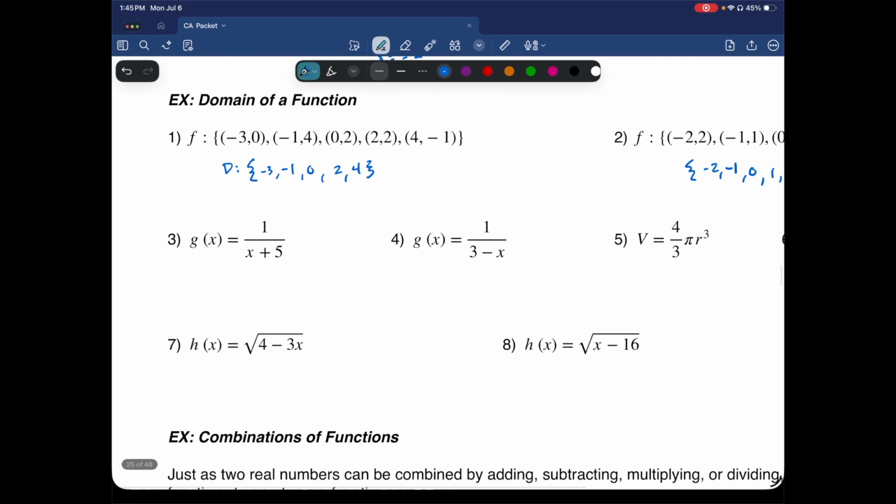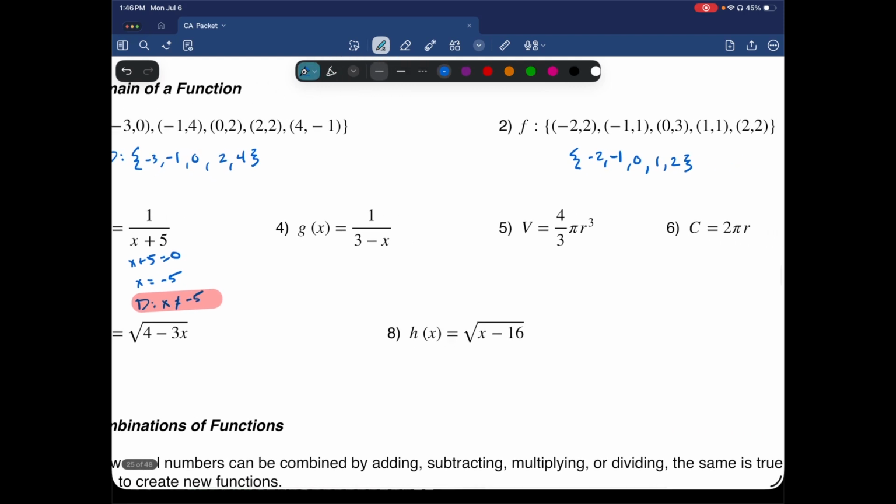For number 3, I'm going to set the bottom equal to 0 and solve. So x plus 5 equals 0, x equals -5, and I don't want it to equal -5, so my domain is x does not equal -5. On 4, 3 minus x equals 0, 3 equals x, and I don't want it to equal 3, so the domain is x does not equal 3.